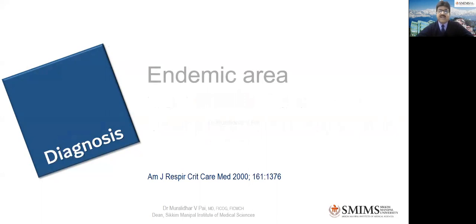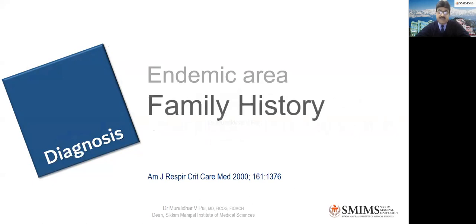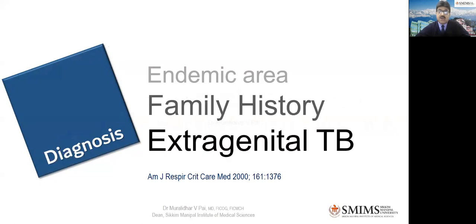Where do you suspect it? In endemic areas, as I already said. If there's a family history of either pulmonary tuberculosis or genital tuberculosis, or if the same person had extragenital tuberculosis in the past, maybe 20 years ago, maybe 30 years ago, as we saw in the first slide, from pulmonary to genital it takes almost 20 years, especially if the treatment has not been very consistent and good, or if there have been resistant strains, or if the patient later develops HIV. So these are the situations where tuberculosis will come back like a phoenix.